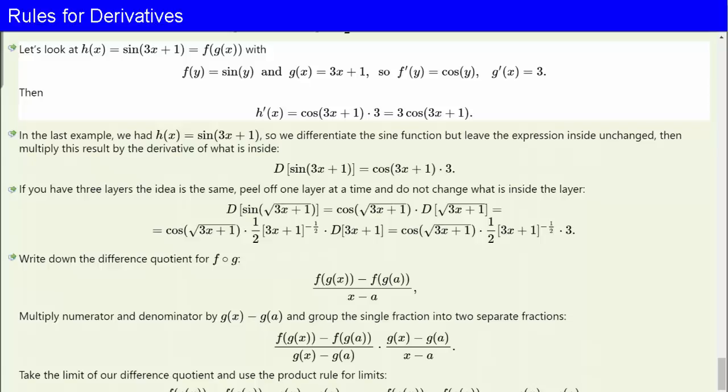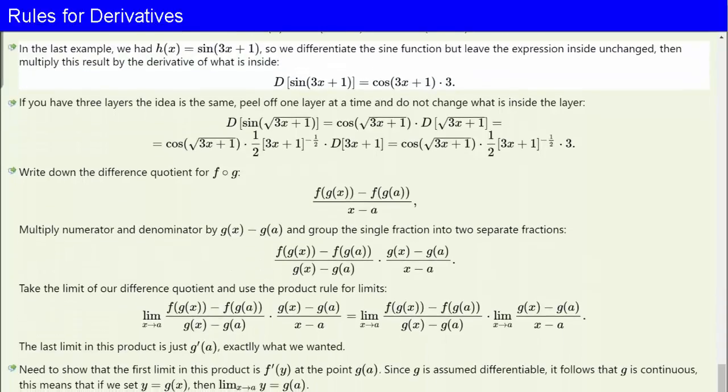One way to avoid errors is to think of peeling off and differentiating the functions one layer at a time, starting at the outside and leaving anything inside each layer unchanged. In the last example, we had h of x equals sine of 3x plus 1. So we differentiate the sine function, but leave the expression inside unchanged. Then multiply this result by the derivative of what is inside. The derivative of the sine of 3x plus 1 is the cosine of 3x plus 1 times 3.